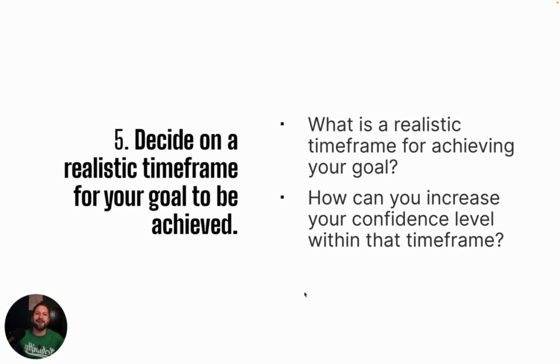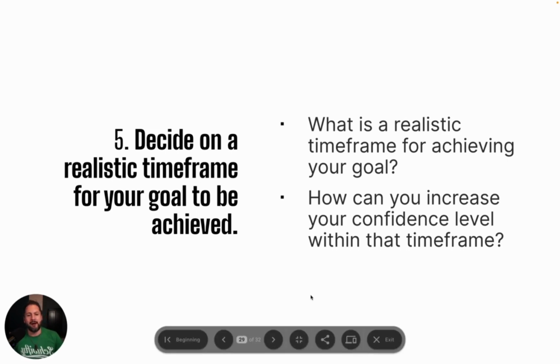So don't set yourself up for failure by not picking a time frame or making it too soon. You know what you're doing by this point. Now, how can you increase your confidence level within the time frame?